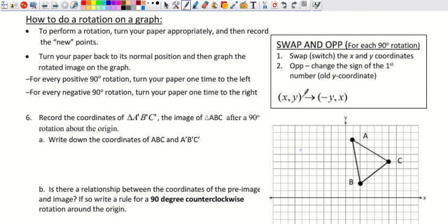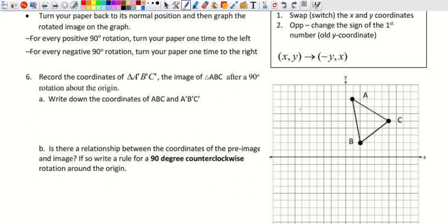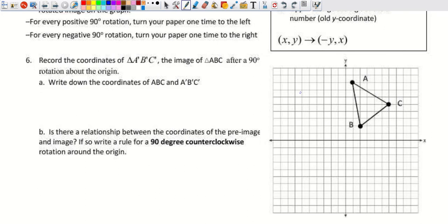Okay, so what I'm going to do is record the coordinates for each of the points, and I'm going to do a swap and op. I'm going to switch their spots and then change the first number after I swap them. So point A, I can see, has the coordinates 1, 2, 3, 4, 5, 6, 7, 8. So 1, 8. That means I'm going to swap them.